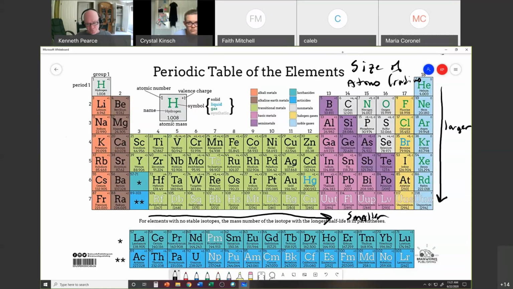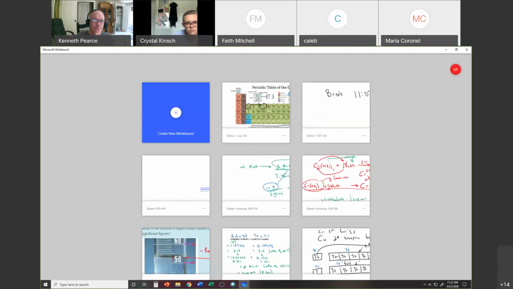How about left to right? Now left to right should not make sense because you're going from say here to here. I would expect them to get bigger as you go left to right because you got what? You got more stuff. You got more electrons, you have more protons, you have more neutrons. It should be bigger as you go left to right, not smaller. All right? It goes the other way, and I'm going to tell you why. And it looks like this.